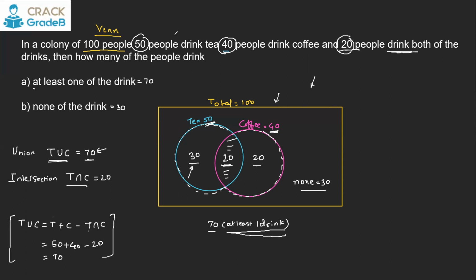Easy. But as I said, we prefer the diagram in these type of questions. Formula is to be used in very specific questions. If the question is specifically asking about union, then you can use the formula as well.